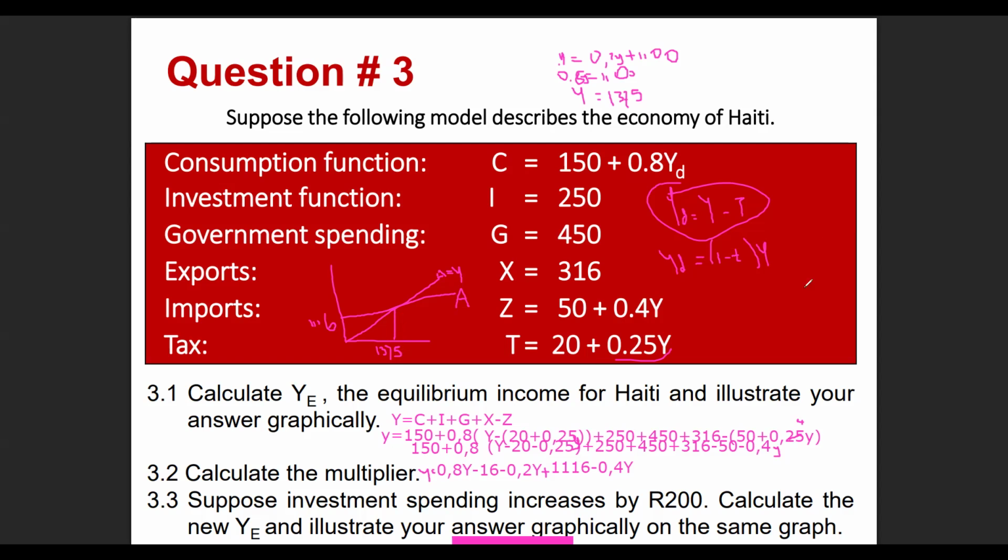So you know the formula to calculate the multiplier, you just say 1 divided by 1 minus c, which is 0.8, into 1 minus t, which is 0.25, then plus your marginal propensity to import. So plus your m, which is 0.4.